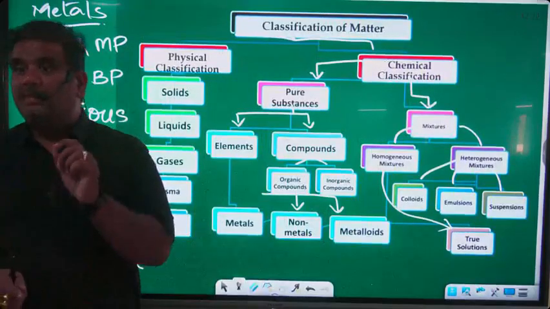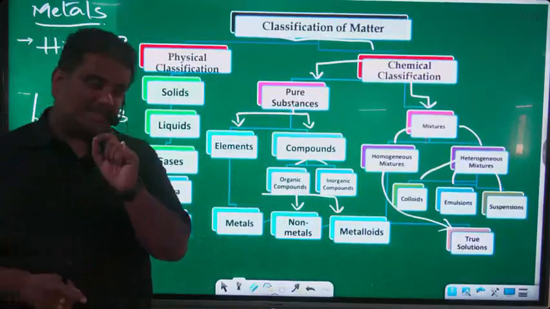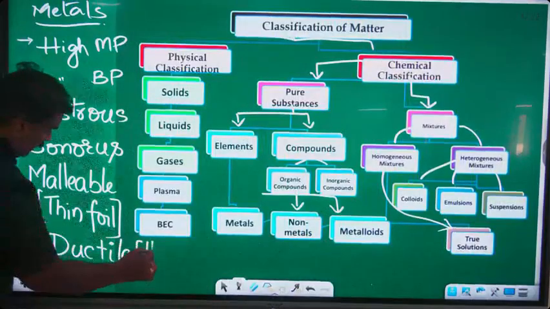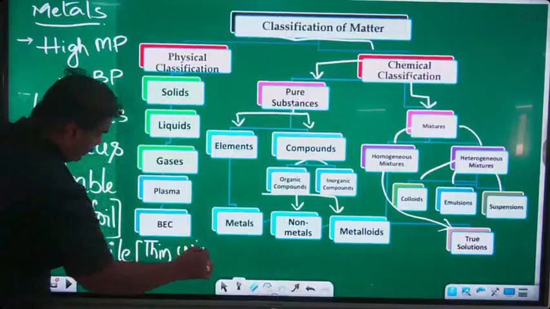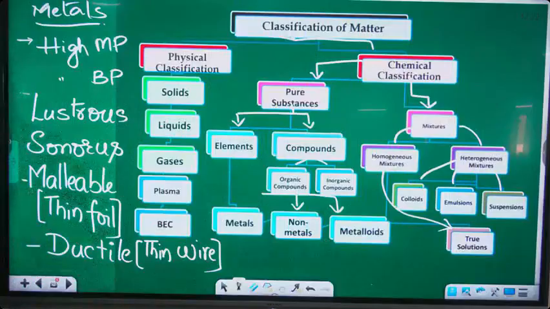Gold has that capacity to be converted into such a thin wire. And that particular nature is known as ductile, or you can even call it ductility. So what do you mean by ductility? Conversion of a metal into thin wire.